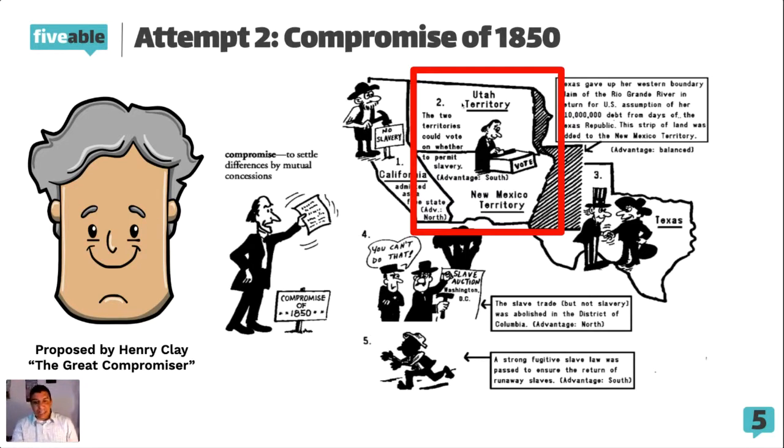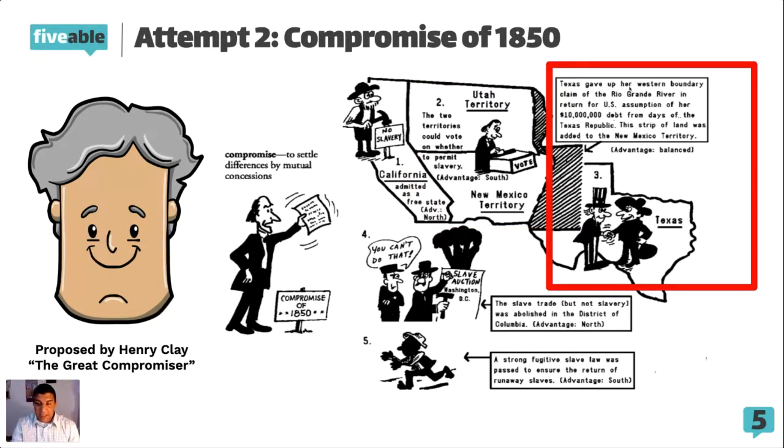So the second compromise is that they could vote here to have slavery. Now, is this going to stop the spread of slavery? Is popular sovereignty going to stop it? All right, perfect. Yeah, you're right. Because they can vote to have it or not to have it. So think about it. The cancer is still kind of spreading. Okay? The third thing is Texas gave up its western land claim to the Rio Grande River. And basically, this is a neutral advantage.